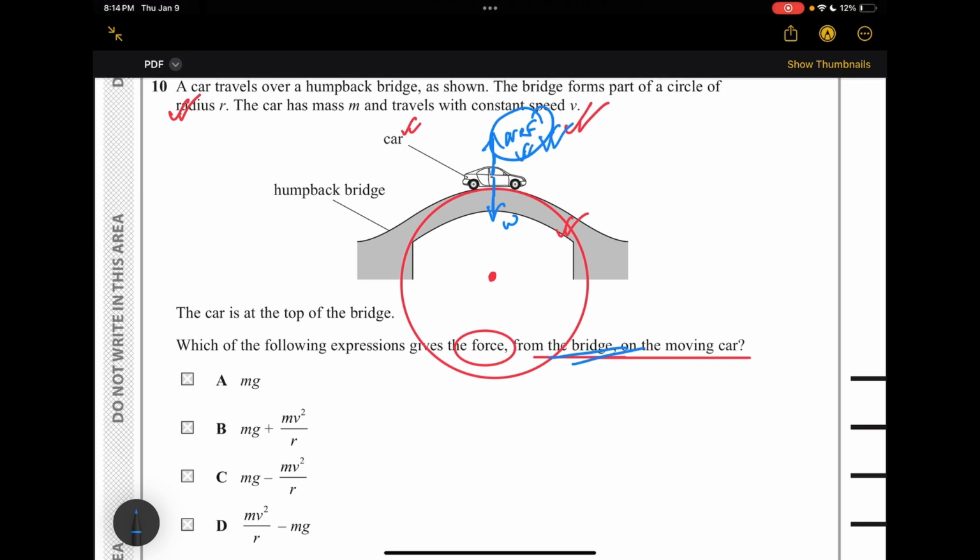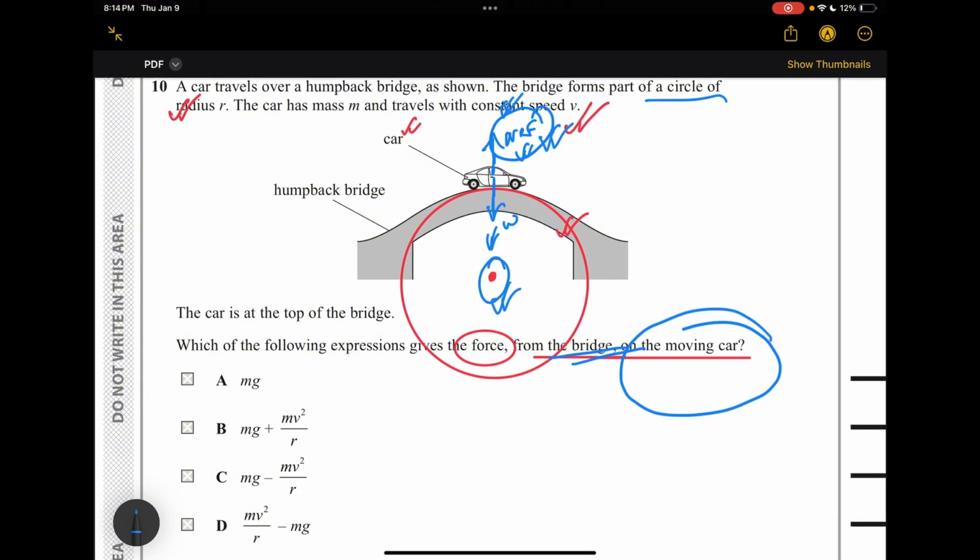Normal reaction force is the force from the bridge on the moving car. So they have asked us to figure out this. Now as it is moving through a circular radius, there will be a centripetal force. We know the centripetal force is the force that is acting towards the circle.